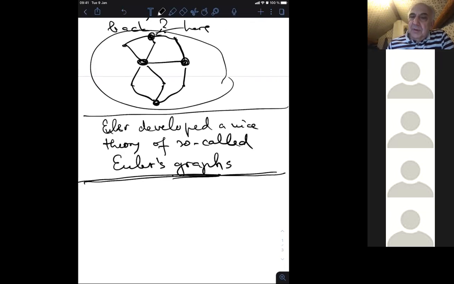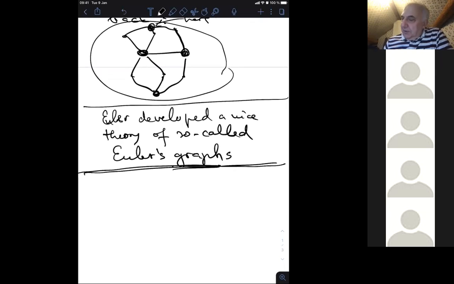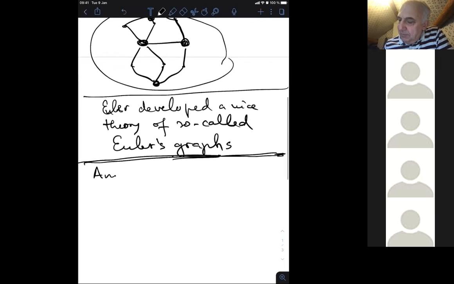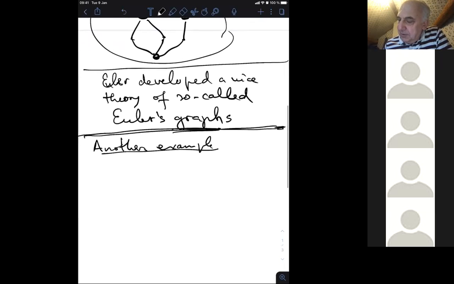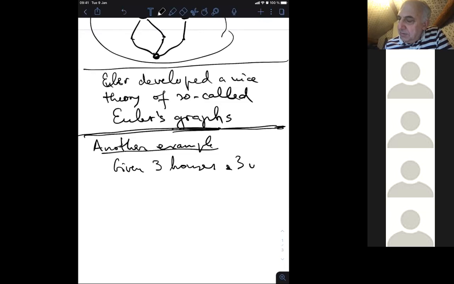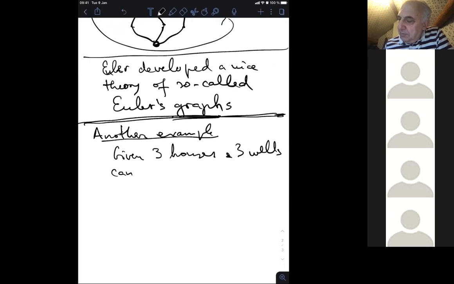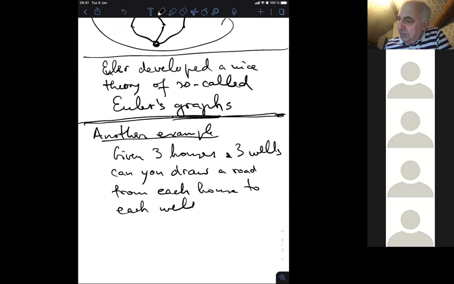Another question was also an old question, definitely from the 18th century. It was kind of a children's problem. Maybe you have seen it when you were children. Given three houses and three wells, can you draw a road from each house to each well so that they do not cross?